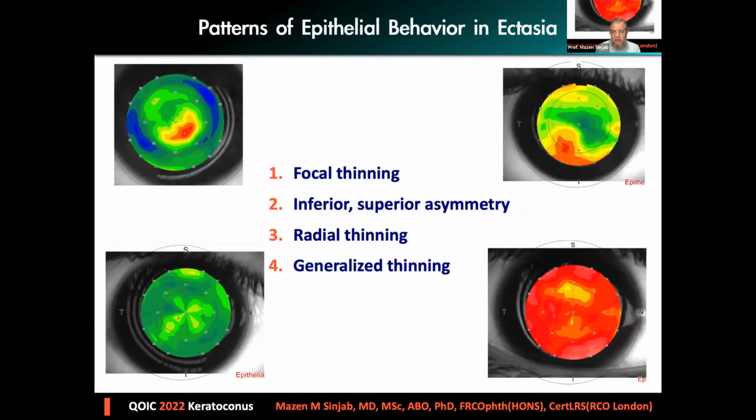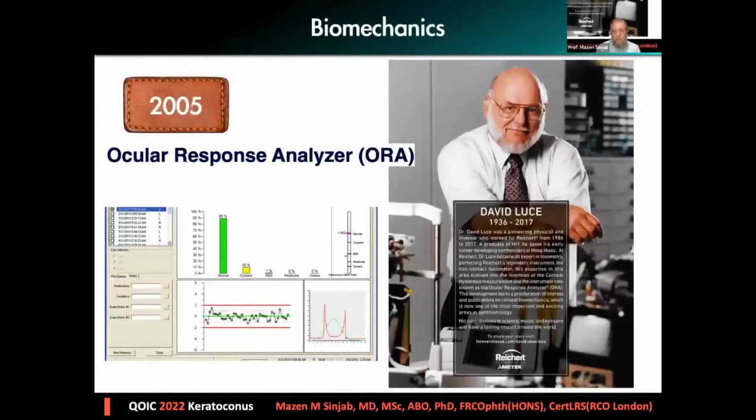We come to the epithelial mapping. It's important because it helps us understand the behavior of the epithelium in the ectatic diseases. It may take the focal thinning pattern, the inferior superior asymmetry, radial thinning, or generalized thinning. So whenever you see any of these patterns, you have to have a suspicion of keratoconus.